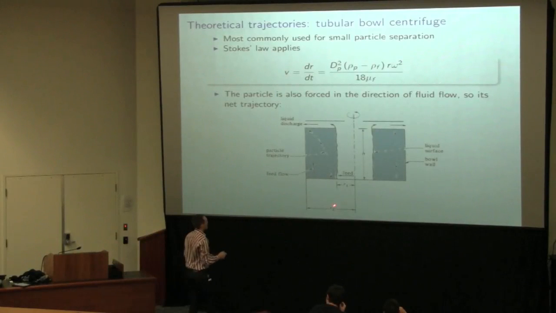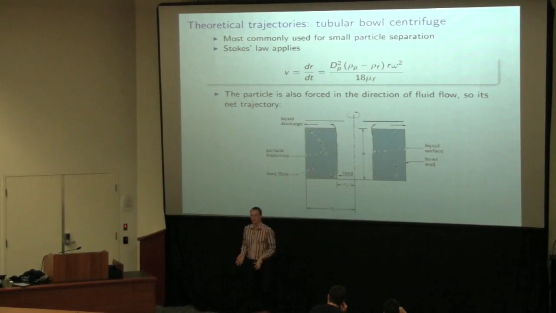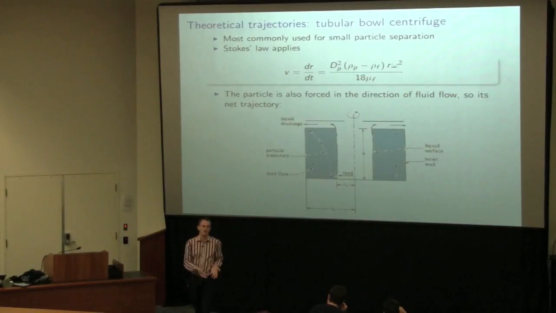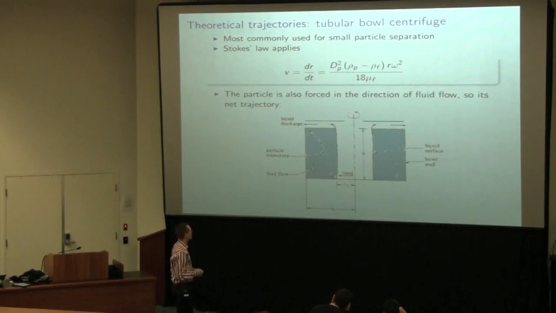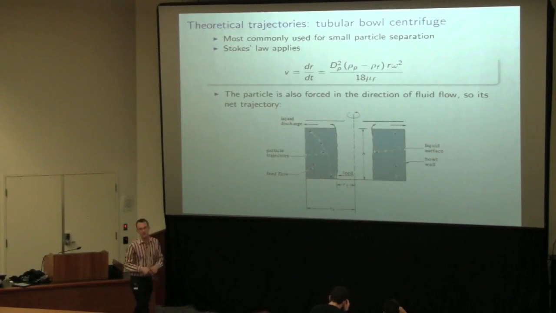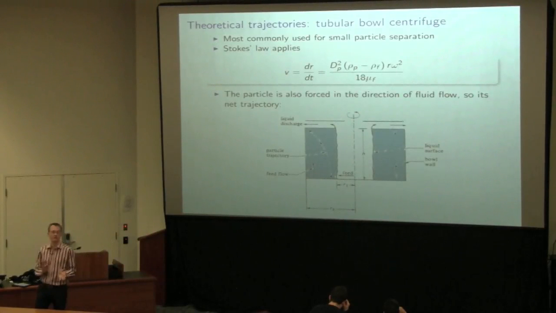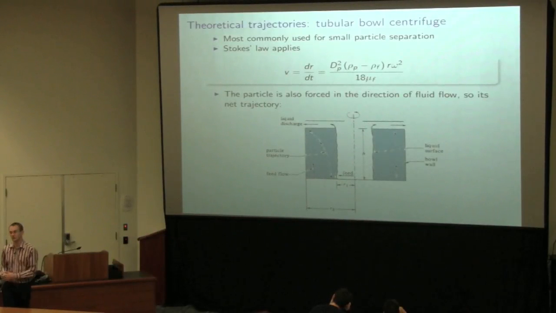The reason why we have this parabolic type profile for the particle is, of course, because we're putting new feed into the centrifuge all the time. So the particle is being pushed upwards in the direction of the feed over time, as well as being forced outwards due to centrifugal force. So we've got both of those vectors occurring, and the particle is going to take a parabolic trajectory, much like we saw with sedimentation.